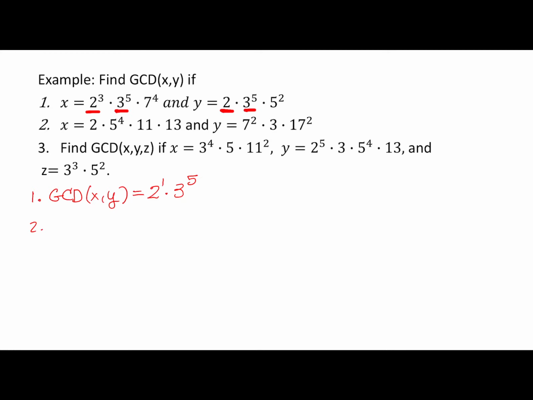What about number 2? x is 2 times 5 to the 4th times 11 times 13, and y is 7 squared times 3 times 17 squared. Both of these are already in their prime factored forms. And again, I just want to identify any primes that they have in common. In this case, we don't have any primes in common. So the GCD here, every number always has 1 as a factor or a divisor. And so the GCD of x and y here is just 1. That's the largest whole number that divides both x and y.